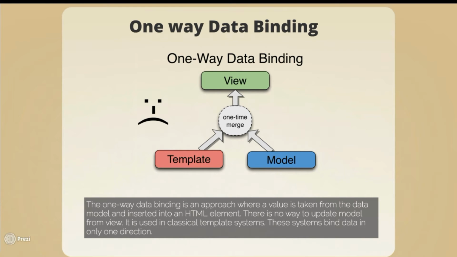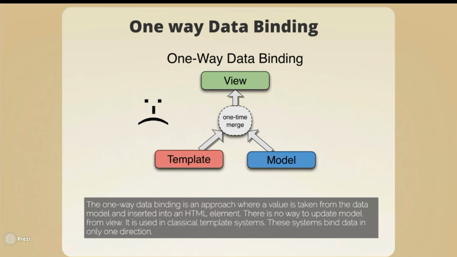How does one-way data binding work? One-way data binding is an approach where a value is taken from the data model and inserted into an HTML element. It means if you are updating your view, you have to manually update your model. And if you are updating your model, you have to manually insert the value into your view. There is no way to update the model from the view.